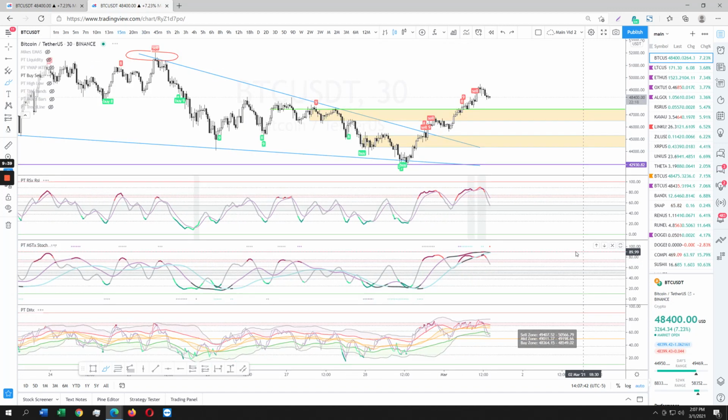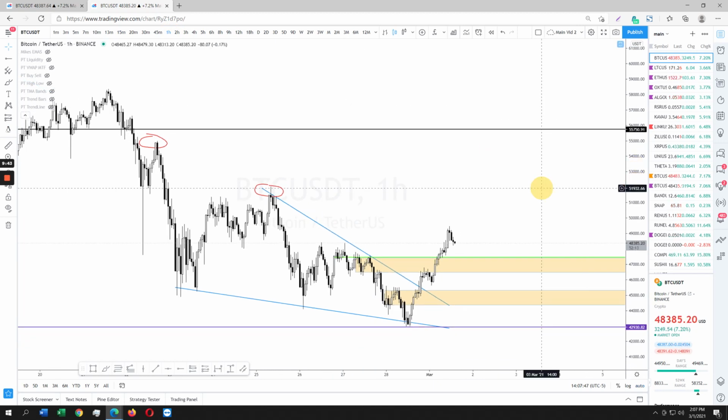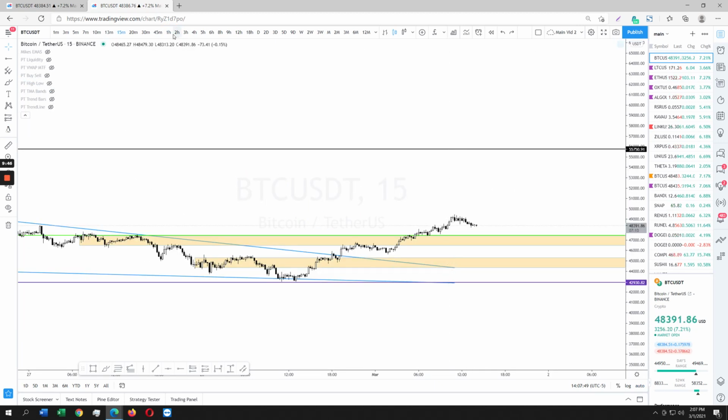But anyway, it doesn't matter. I'm not going to talk about oscillators today. Strictly just look at price action. Throw some VWAPs on your chart to see exactly where everything is. It's going to help you out.